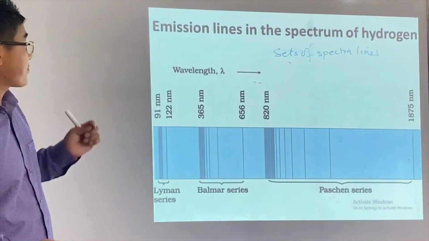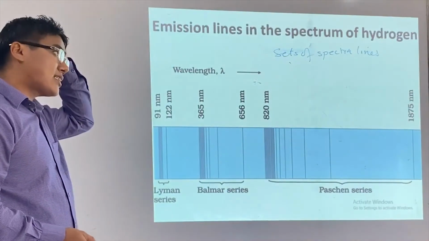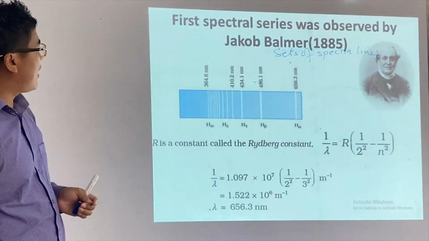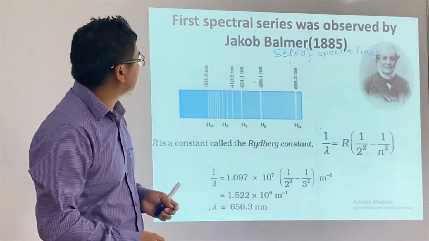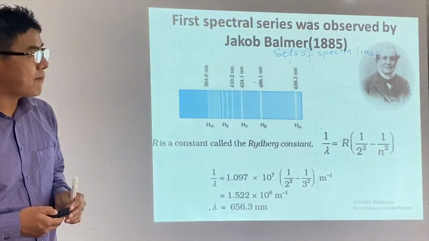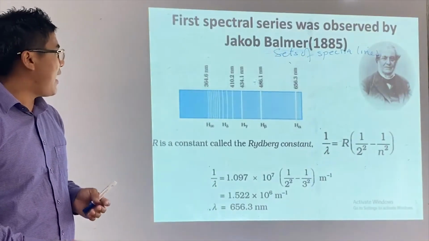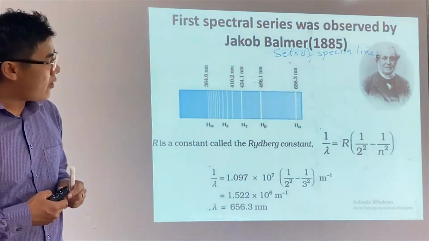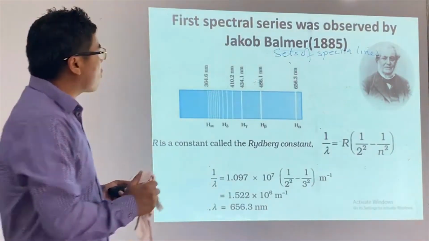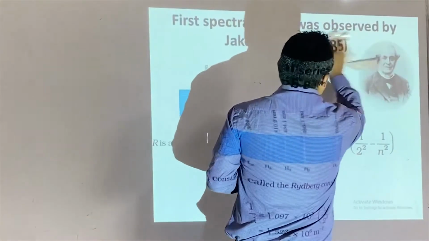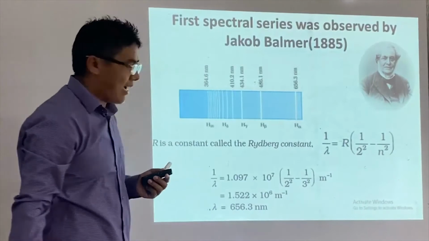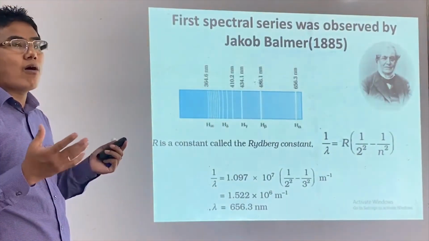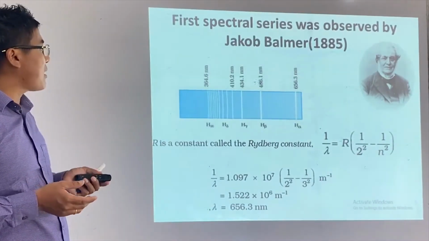And such observations or study was carried out by a scientist, Johann Balmer. He was a teacher, right? And he found the Balmer series. When he studied the pattern of the spectral lines, he was able to derive some empirical formula, right? Some empirical formula.